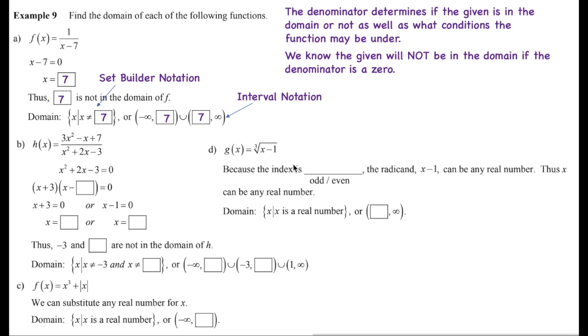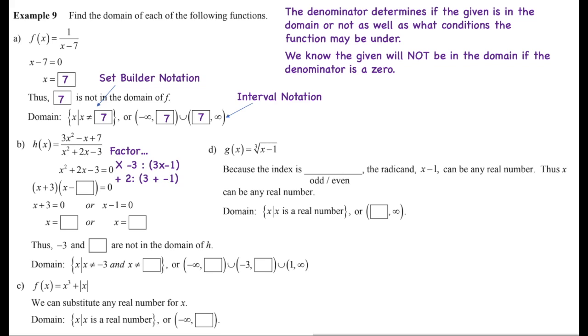Notice in part B, our function h of x, we have a polynomial or a trinomial in our denominator. We still have to set it equal to 0. And remember, to solve these, we're going to need to factor. So remember, to factor, we need to find two numbers that multiply to the last term of -3, but yet add to our middle term of 2. So two numbers that multiply to -3 and add to 2 would be 3 times -1 and 3 plus -1.